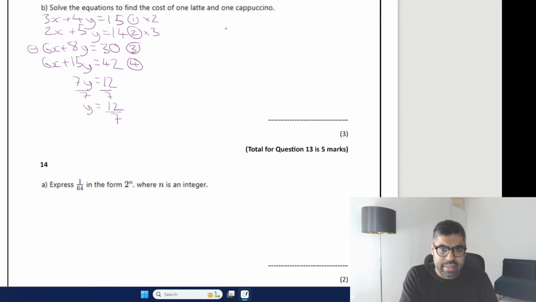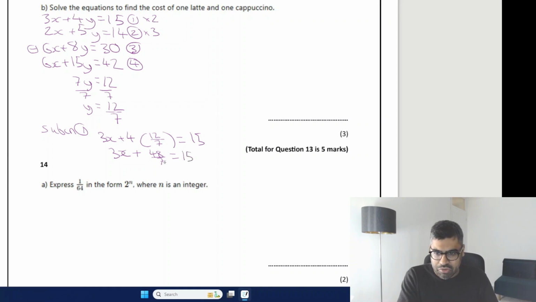Let's sub that into the first equation. We should always do our subs and checks in the original equations 1 and 2. So let's sub our y into equation 1. So sub in 1, we're going to have 3x plus 4 times 12 over 7 in brackets equals 15. So 3x plus, 4 times 12, 12, 24, 36, 48. So we have 48 over 7 equals 15.